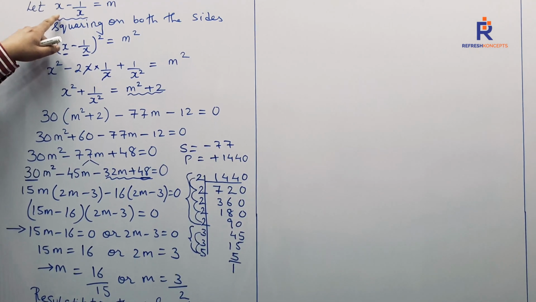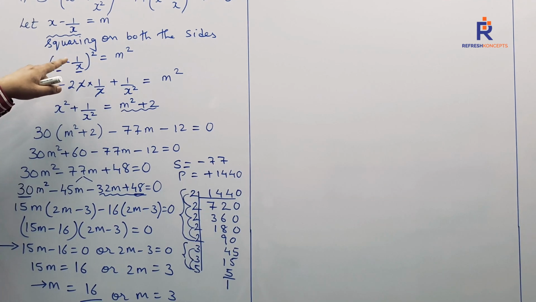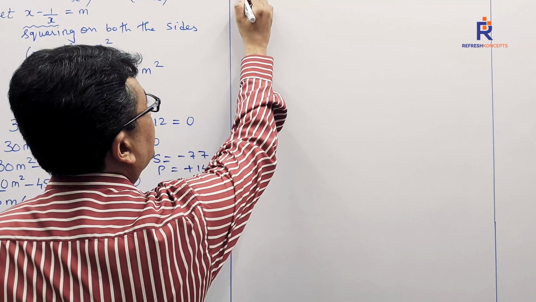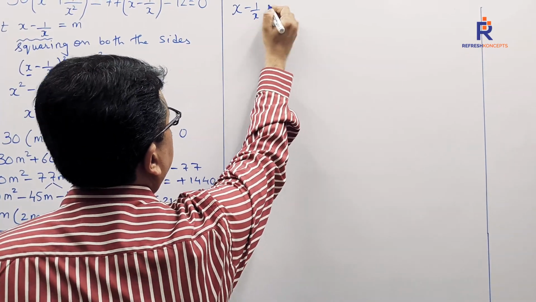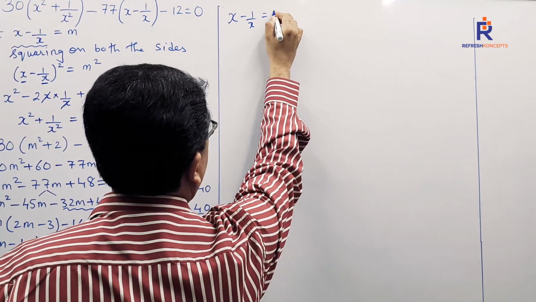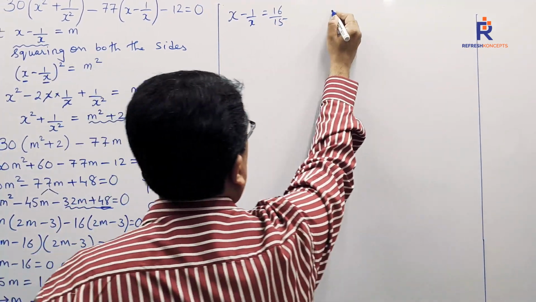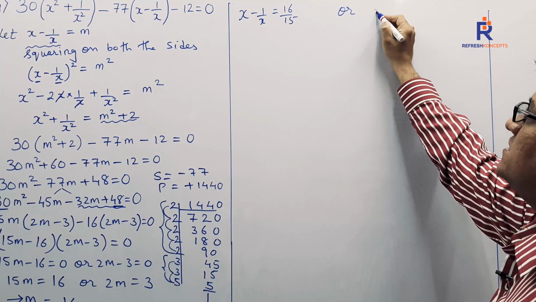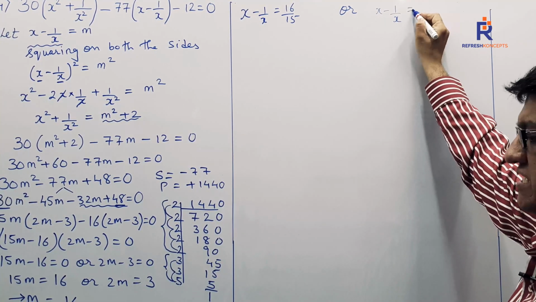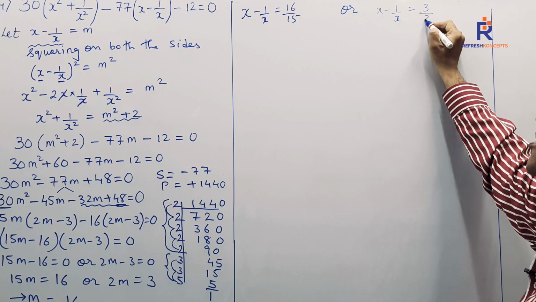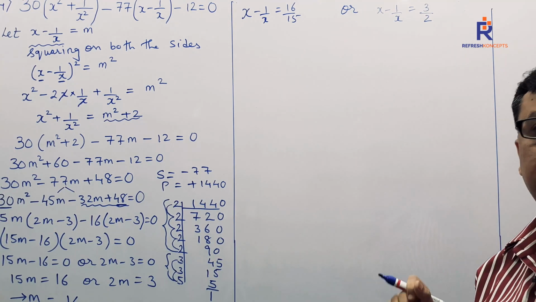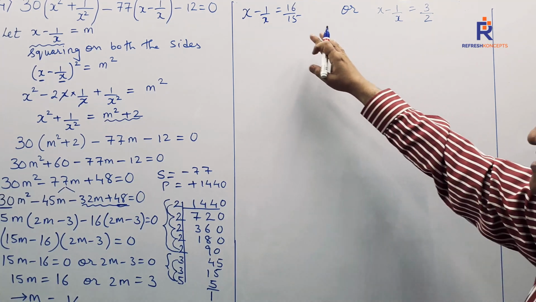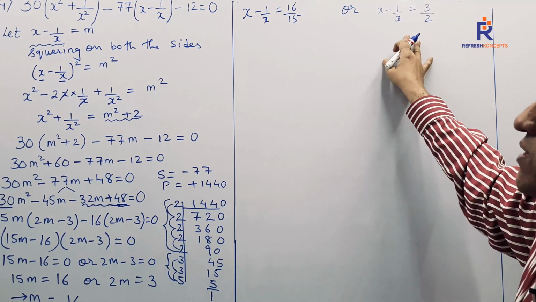What is m? m is nothing but x minus 1 by x. So now we will say x minus 1 by x is equal to 16 by 15, or I shall write down here, the other answer is x minus 1 by x is 3 by 2. We need to solve each of them, if not simultaneously, one by one. This is the first answer, this being the second one.